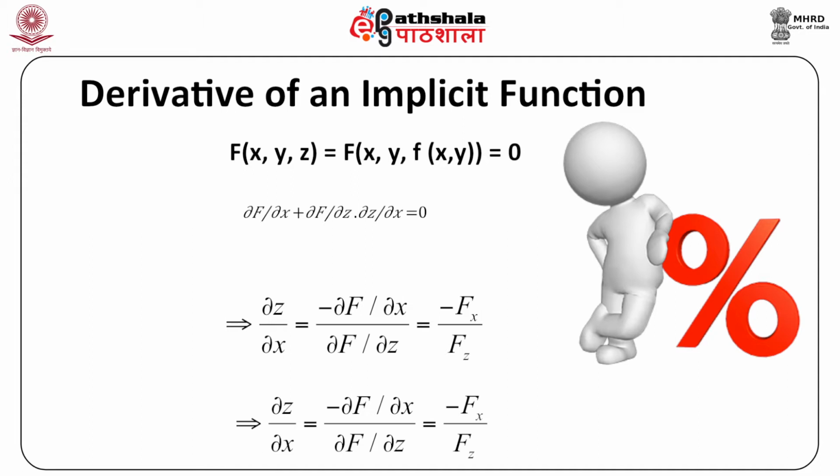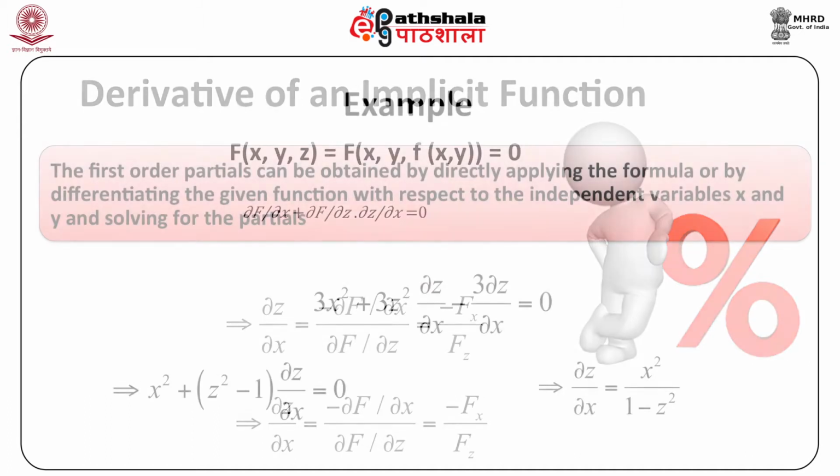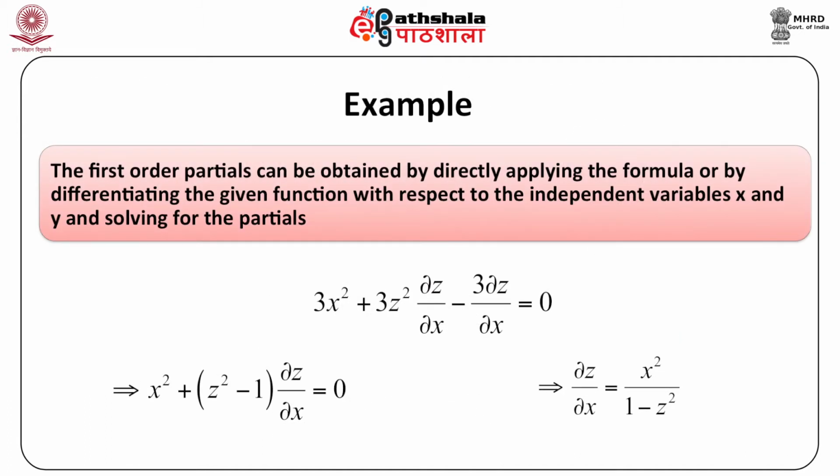If f(x1, x2, ..., xn) = 0 defines f as an implicit function of x1, x2, ..., xn, then the first order partial derivatives can be obtained by directly applying the formula, or by differentiating the given function with respect to the independent variables x and y and solving for the partials.